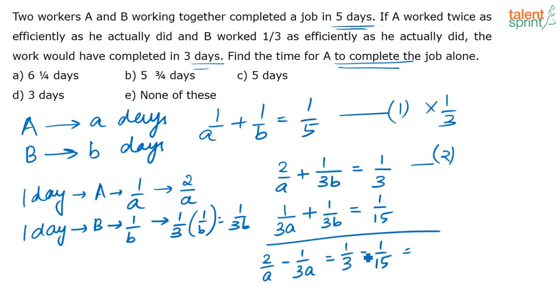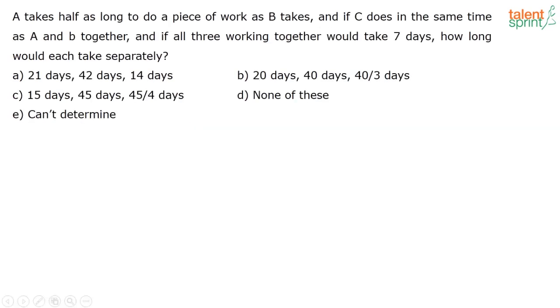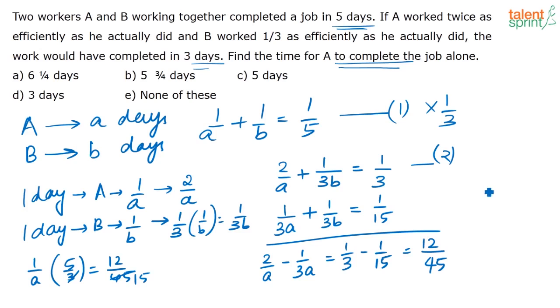Taking the LCM on the right side, 15 minus 3, that is 12 by 45. So on the left I do 1 by a into (2 minus 1 by 3), that is 5 by 3, equal to 12 by 45. If you cancel, you get 1 by a is equal to 12 by 75, or a is equal to 75 by 12, correct?